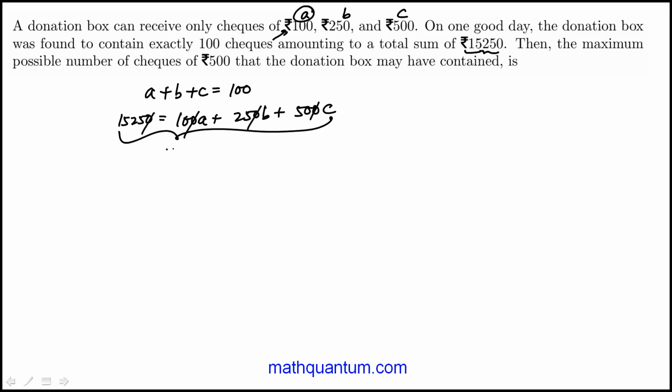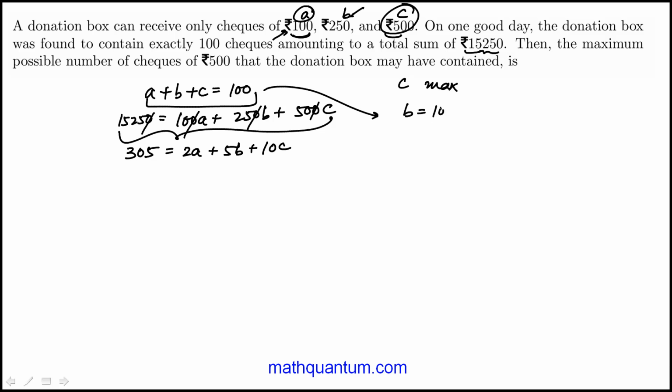Next, I can simplify this, knocking out a 0 and then dividing by 5. So that would become 2A plus 5B plus 10C, and that would equal 5 times 3 is 15, 0, 305. Now my interest is in the max value of C. So what I'll do is get rid of B because it's easier to deal with denominations of 100 and 500. So from this equation, I can write B is 100 minus A minus C. And I'll substitute that here.